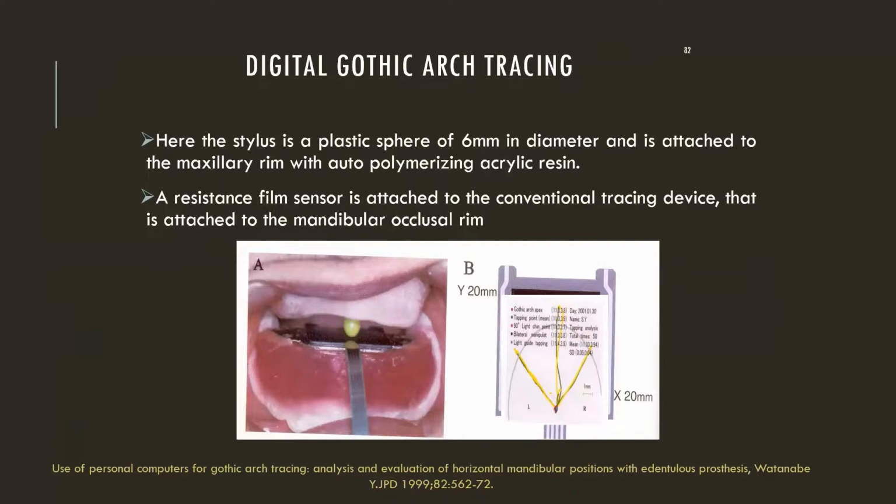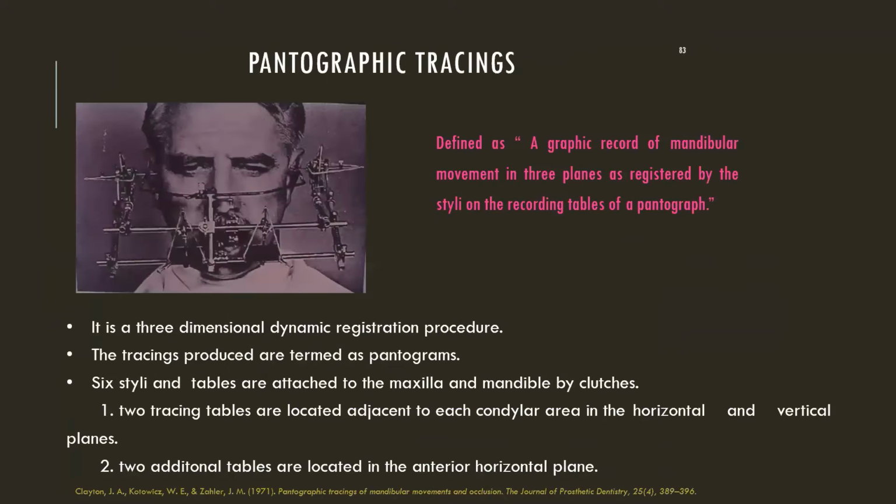Coming to the newer, that is the digital Gothic tracing, here the stylus is placed in a plastic sphere of 6 mm in diameter and is attached to the maxillary ring with an autopolymerizing resin. And a resin film sensor is attached to the conventional tracing device that is attached to the mandibular occlusal ring. Coming to pantographic tracing, it is a graphic record of mandibular movements in all 3 planes registered by styli on the recording tables of a pantograph.